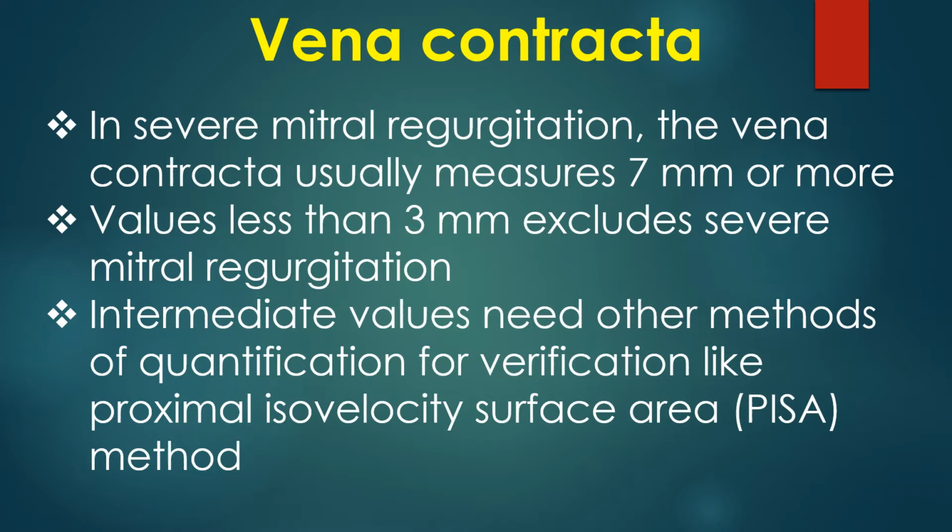In severe mitral regurgitation, the vena contracta usually measures 7 mm or more. Values less than 3 mm exclude severe mitral regurgitation. Intermediate values need other methods of quantification for verification, like proximal isovelocity surface area or PISA method.